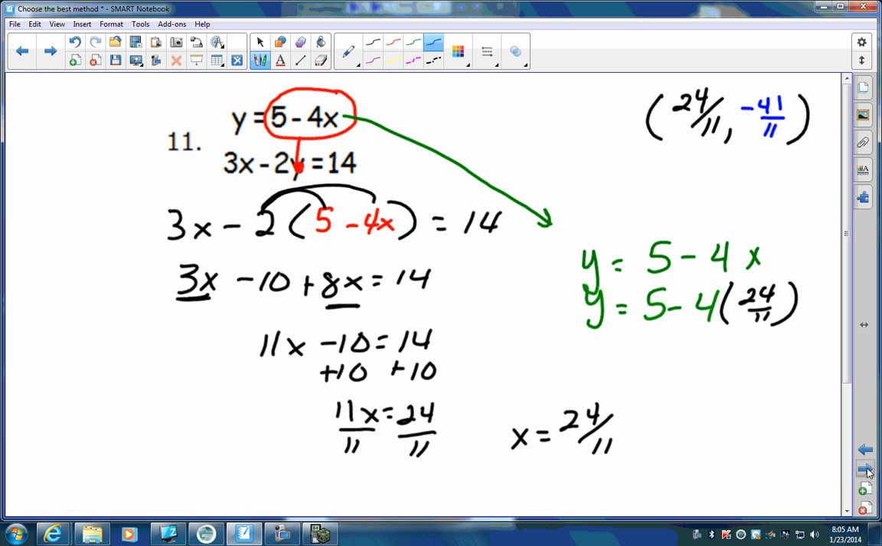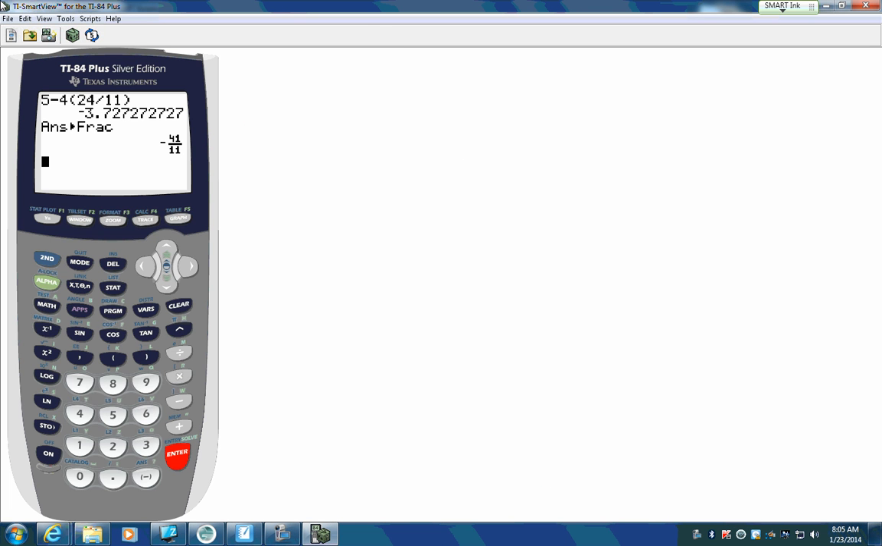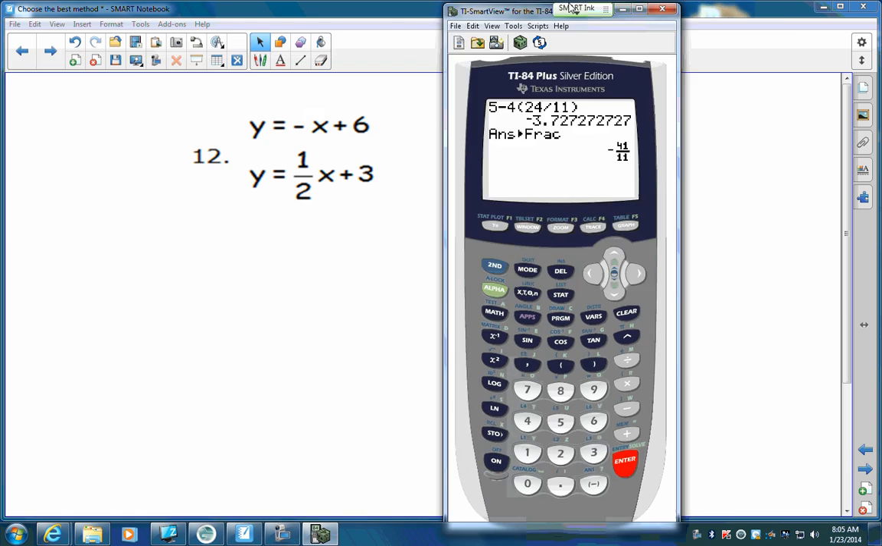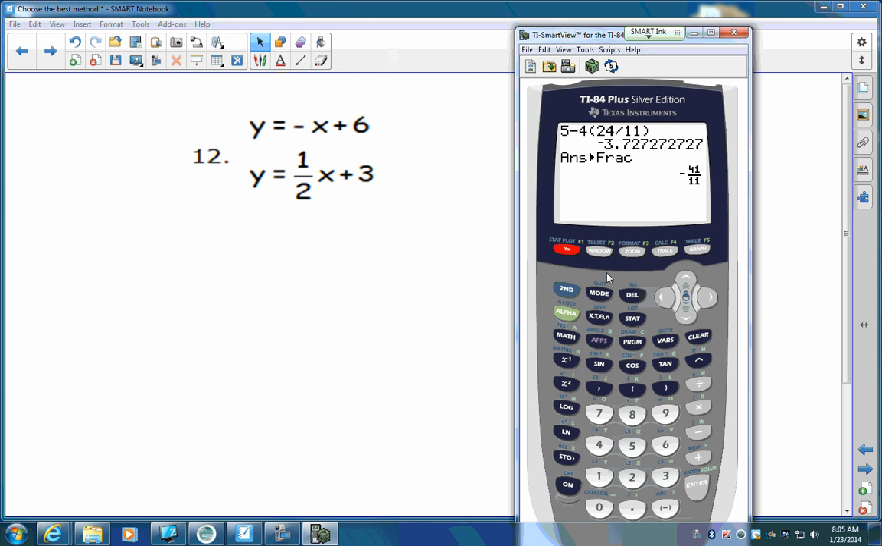Let's look at number 12. Ooh, I like these. I don't have to show any work. I go to my calculator. Not like that. Come back. Oh, and now they're just playing with my emotions. Okay. Go to y equals. Easily go in here and put negative x plus 6 into y1, and 1/2 x plus 3 into y2.